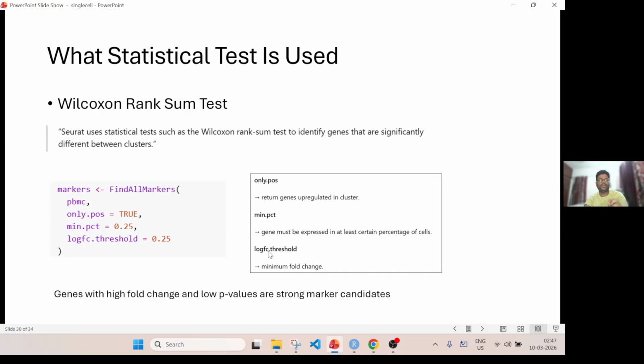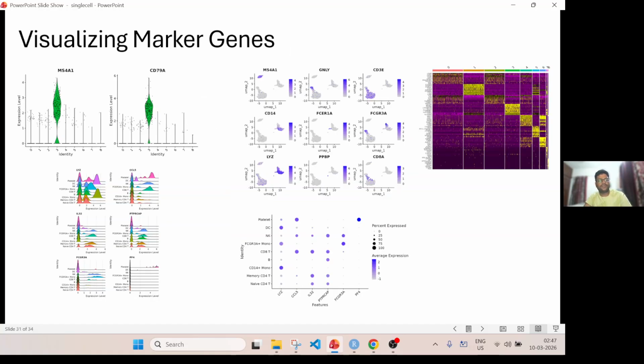And the third is the log fold change threshold. That means when I'm comparing this group versus this group and I get the expression of this cluster versus that one, how much is the fold change, the log value of that; if it is greater than the threshold, then only consider it, otherwise ignore that gene. So those kinds of filtering we do. Genes with high fold change between the groups and very low p-value, meaning a higher statistical confidence level, are the strong marker candidates. Okay, so that's the thing we do.